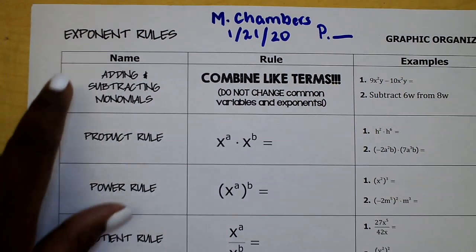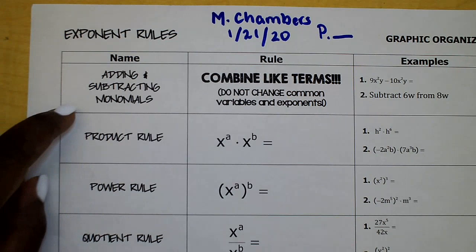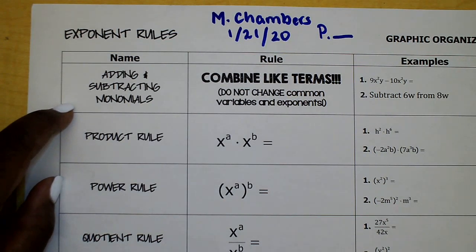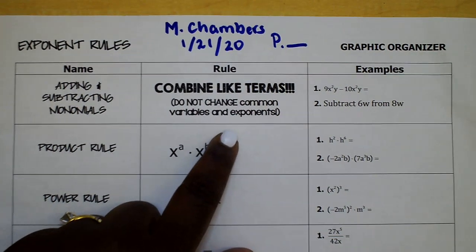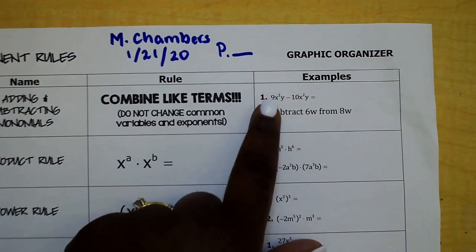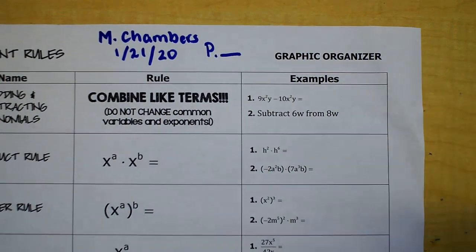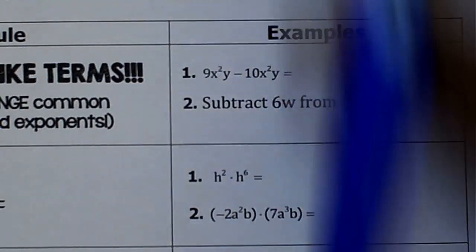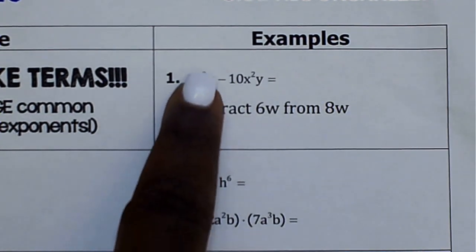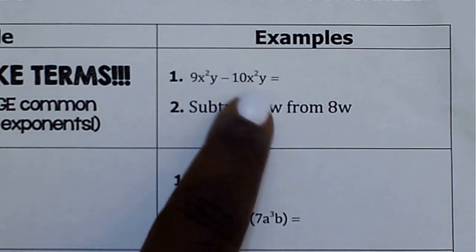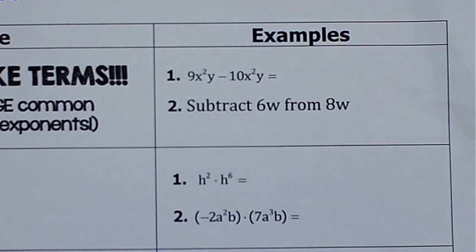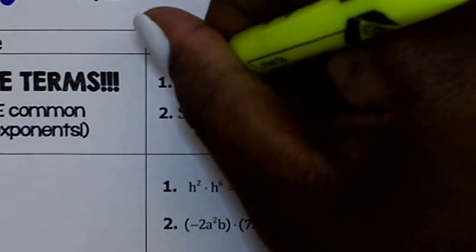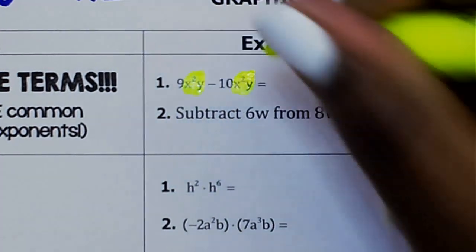All right, we're doing exponent rules, and one of the things you don't want to forget is how to deal with polynomials that have exponents. So let me zoom in on this problem. Here we have 9x to the second power y and 10x to the second power y. These two have the same exponents. So when we're doing this, I'm looking at this portion, and they're the same.